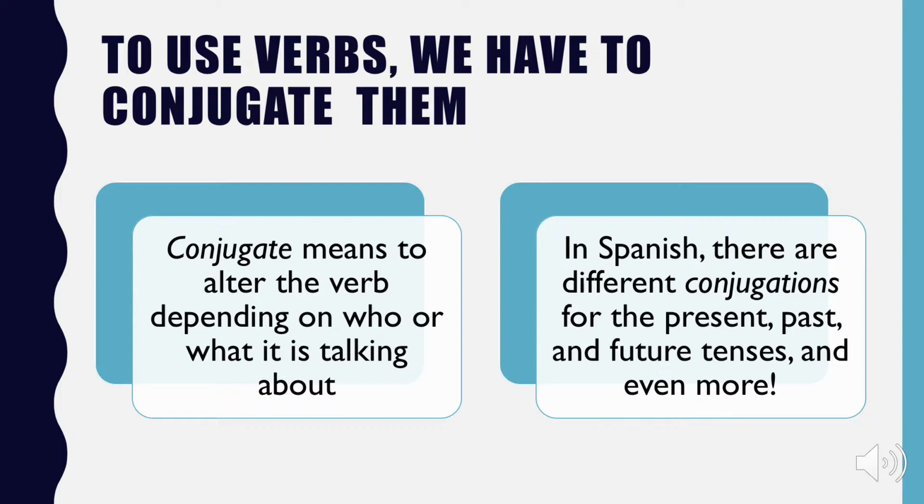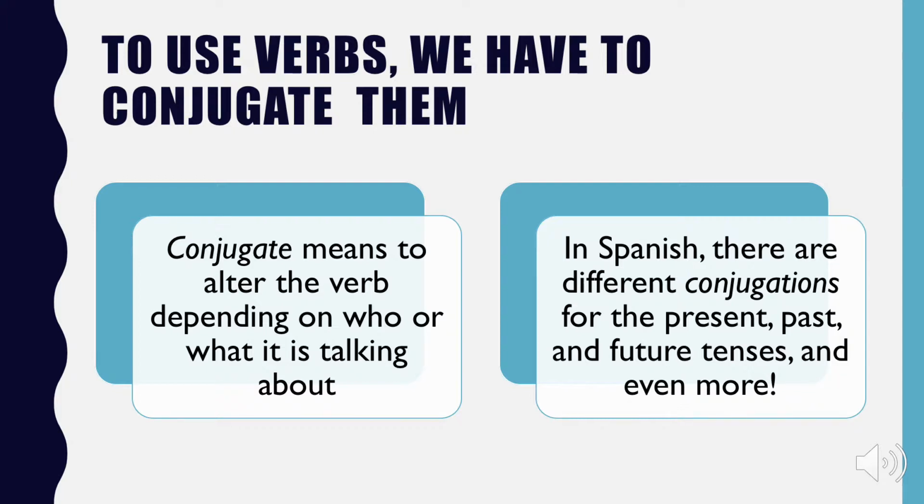In order to use these verbs, we have to do what's called conjugate them. Have you heard of conjugating before? Conjugate means to take that infinitive form of the verb and change it to fit the subject of your sentence, who we're talking about. For example, we could say I talk or she talks. Notice how talk and talks are different conjugations of the same English verb to talk. We do the same thing in Spanish.